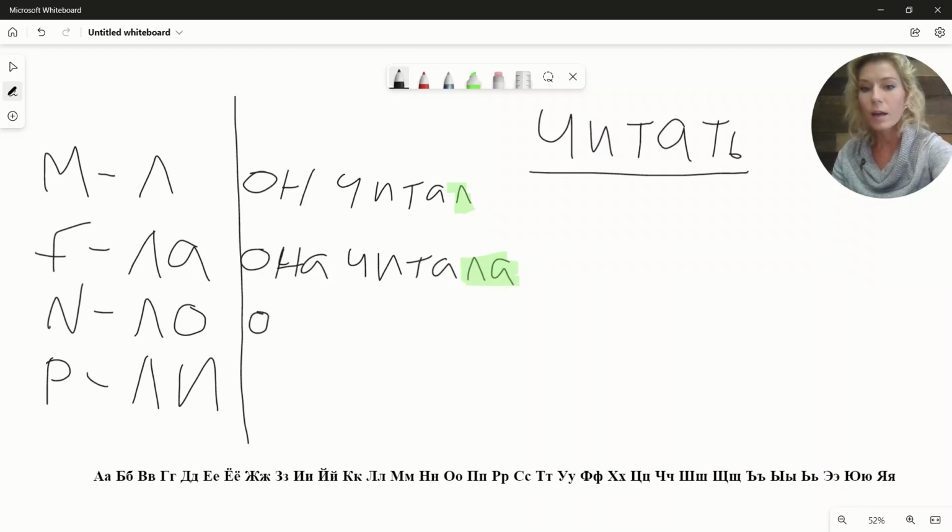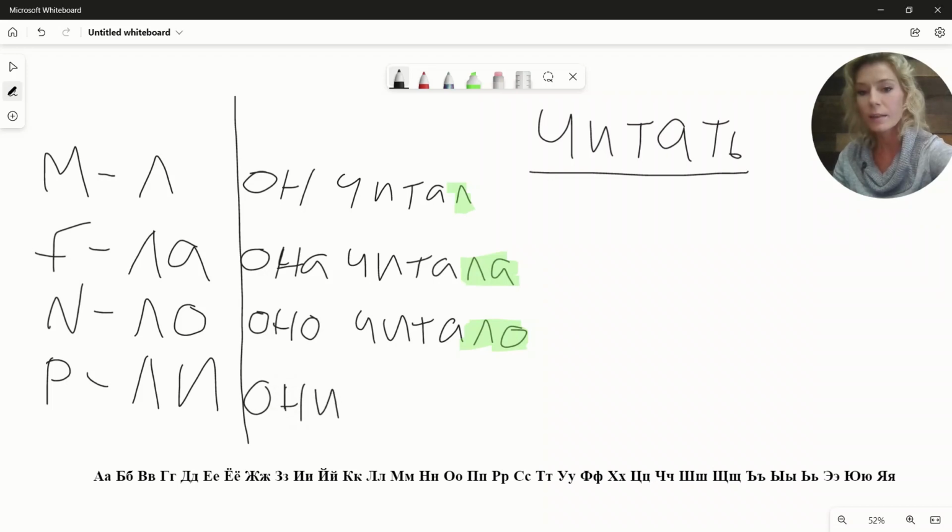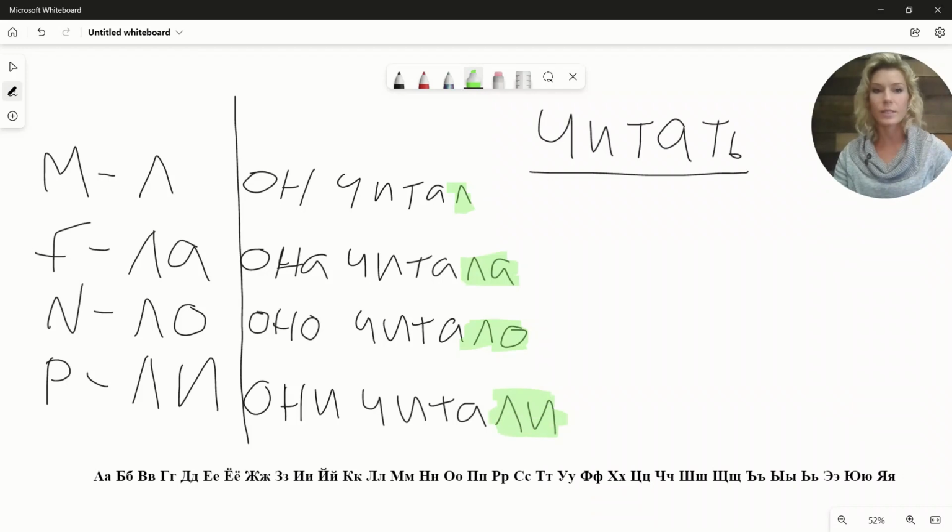Neuter will be оно читало, like this, ending in L-O, and then plural will be они, they, они читали, ending in li. So that's how you would conjugate it using the word chitat, to read.